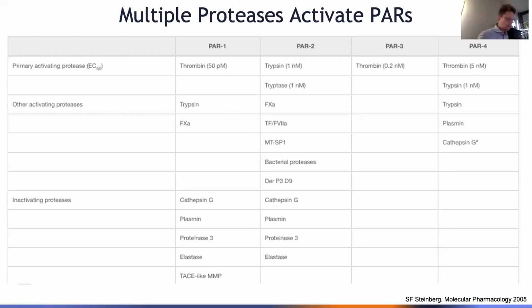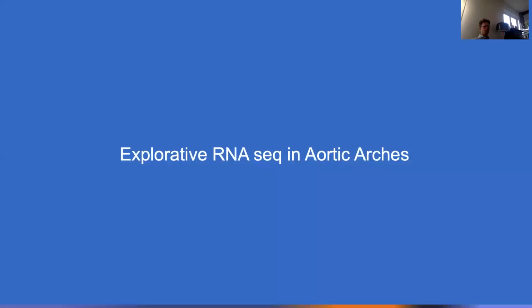And to this day, no one has looked at, for example, PAR mutants that are resistant to specifically one protease. So we decided to do an explorative study to see if maybe some pathways pop up that we can relate at least to PAR1 or PAR2 activation, or maybe other pathways that are modulated. So in our 14 and 20 week model, we did an explorative RNA sequencing in our aortic arches.